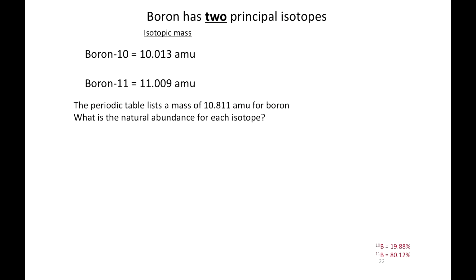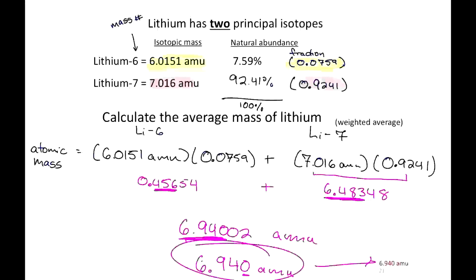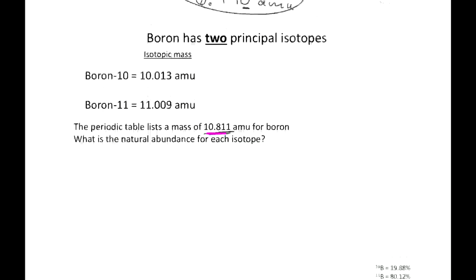Boron has 2 isotopes. Here are the masses of those 2 isotopes, boron 10, boron 11. I tell you that the periodic table lists an atomic mass for boron of 10.8 AMU. What is the natural abundance of each of these isotopes? All right, so basically in the last question, I gave you the full table. We calculated your atomic mass. In this question, I give you the atomic mass. We are going to solve for the natural abundance.